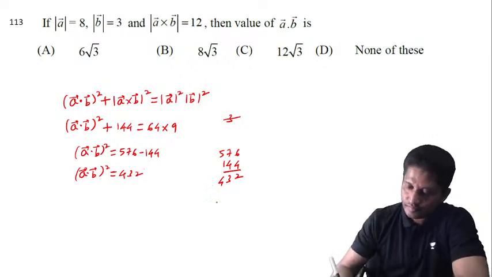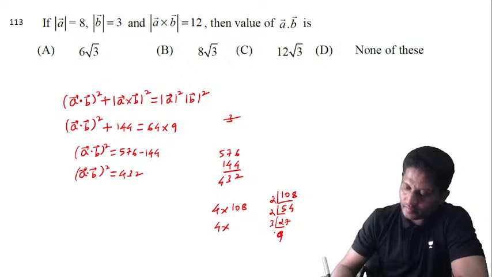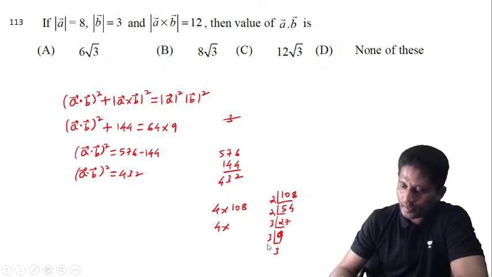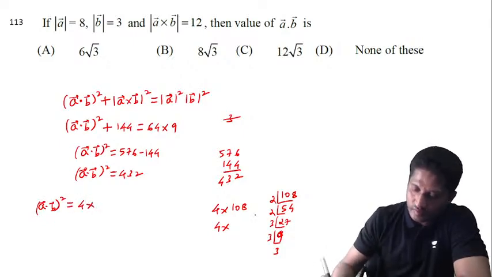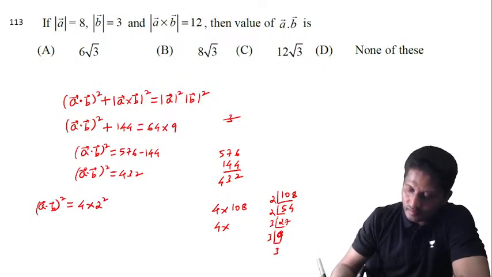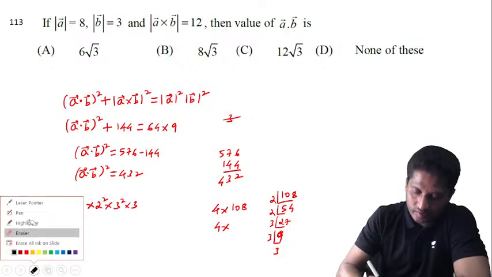Okay, 432 can be written as 4 into 108, right? 4 8 32, yes, 108. I can write further 4 into 108. This is 2 into 54, 2 into 27. Then you get 3 into 3, 3 into 9, and then 3 into 3. So A dot B the whole square can be written as 4 into 2 square into 3 square into 3. Again this 4 can be written as 2 square if you want.